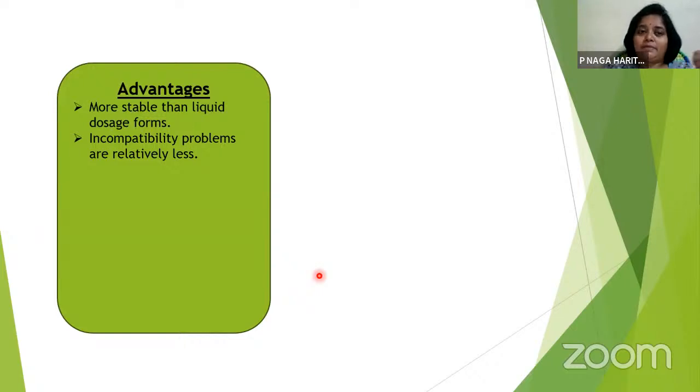And incompatibility problems are very few because we will be mixing them in a physical form. We are not going to mix them with the help of certain vehicles or something. As we mix them only in the physical form, we are not changing the chemical or physical nature of the drug. That is why the incompatibility problems would be less. Though you use the active pharmaceutical ingredient along with the excipients, the incompatibility problem will be very small.